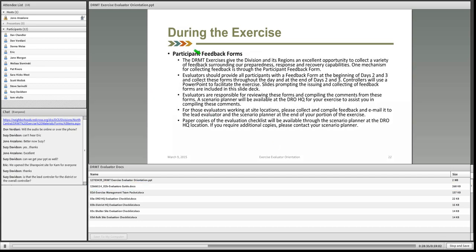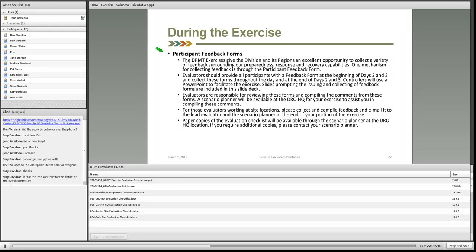I won't cover a lot about the participant feedback forms. In your evaluation packets, you're going to see a sample of the feedback form. Again, we wanted to create some level of consistency across divisions so that we're asking somewhat the same questions of participants and being able to measure on an apples-to-apples basis.